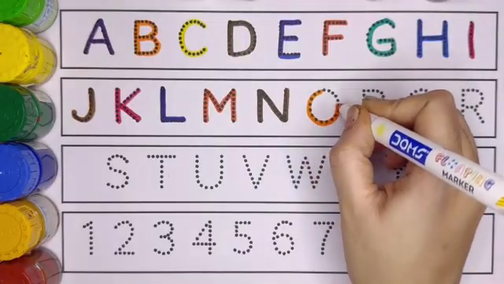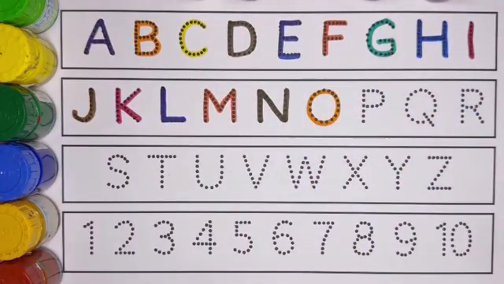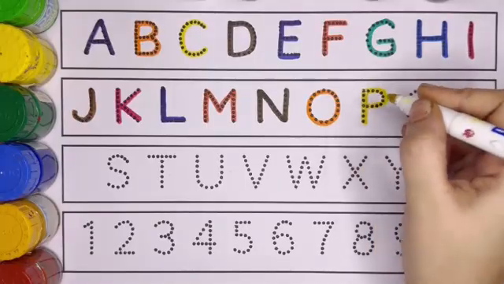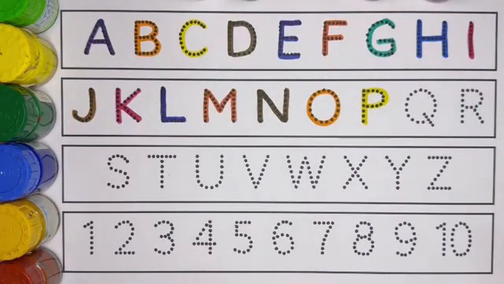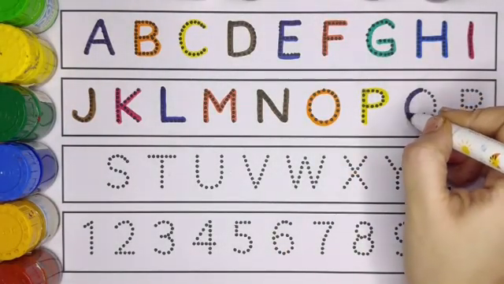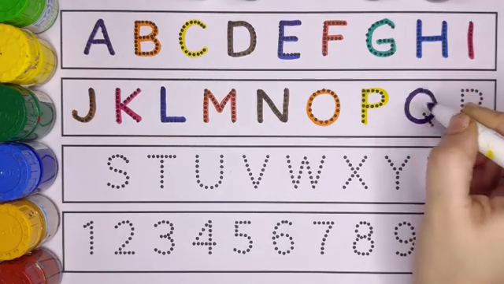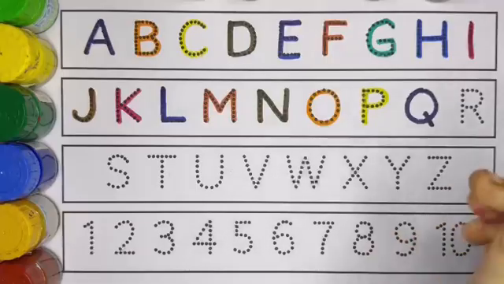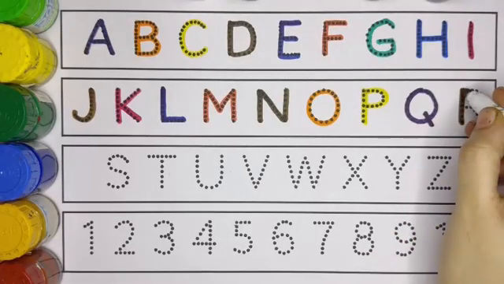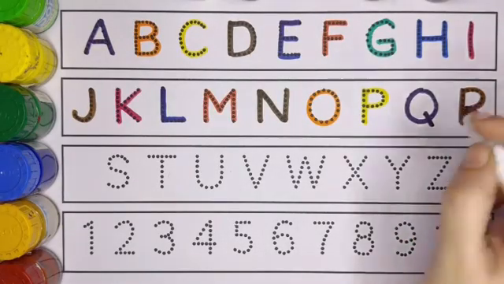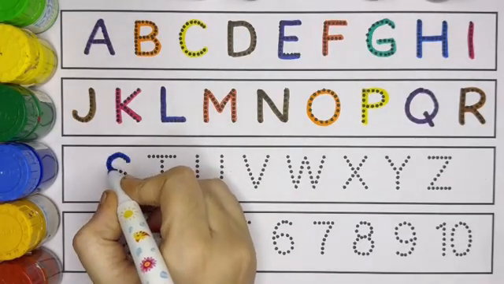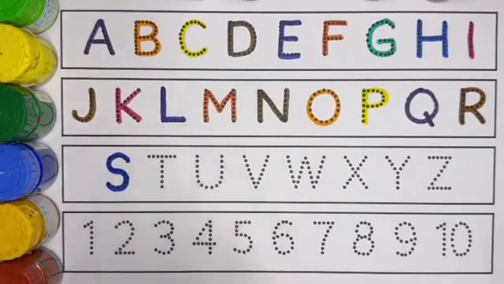O. O for orange. P for pigeon. Q for queen. Then comes R. R for rabbit. S for swan.